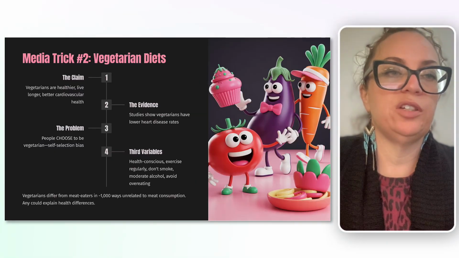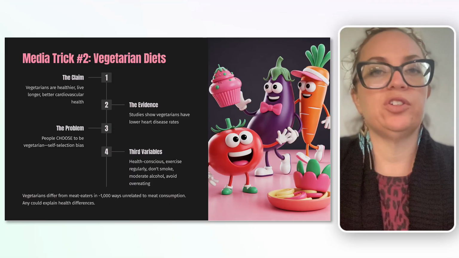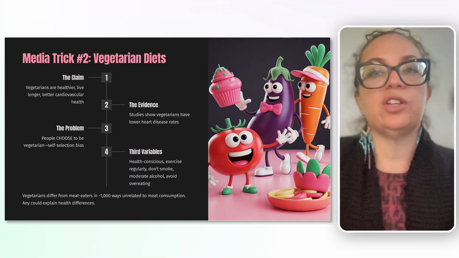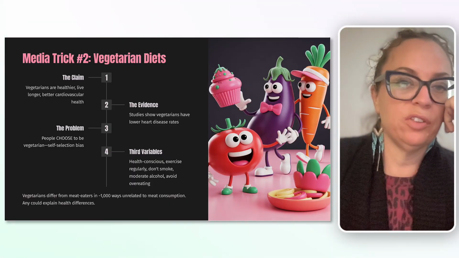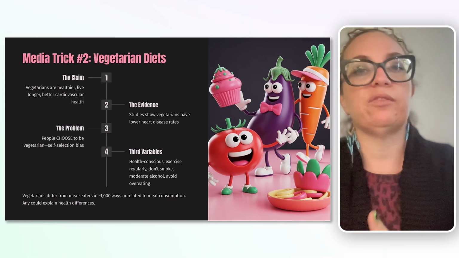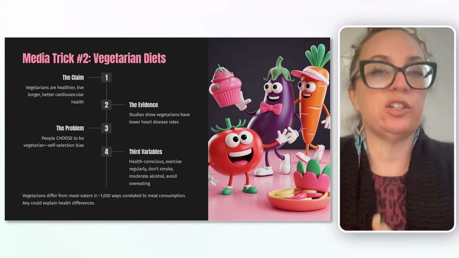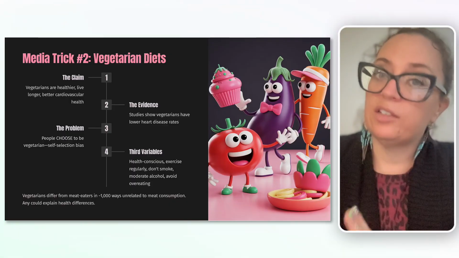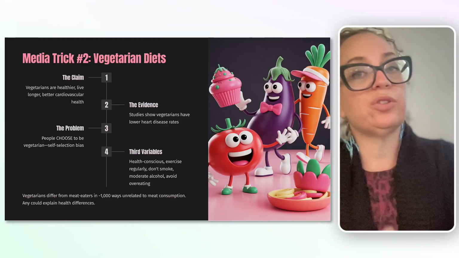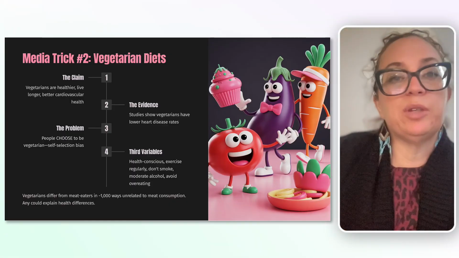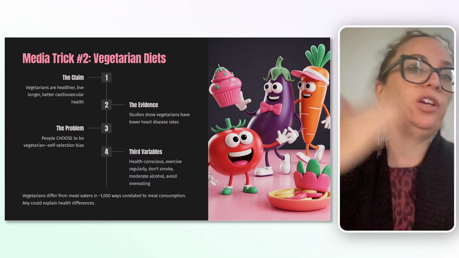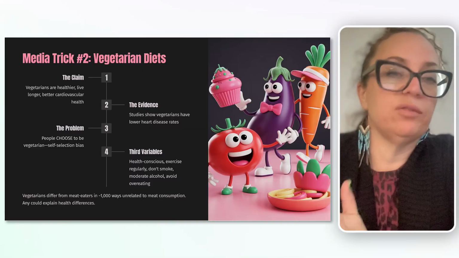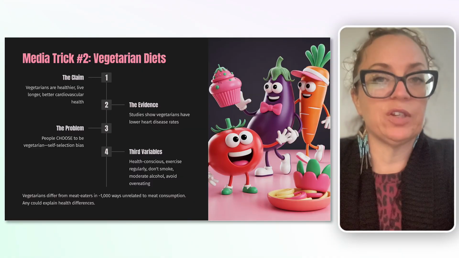Example number 2 is vegetarian diet. So here's another one you've probably seen. Vegetarians are healthier, they live longer, they have better cardiovascular health. The evidence is studies showing that vegetarians have these lower rates, that they do live longer, which sounds convincing, right? Must be the lack of meat. But wait, how do people become vegetarians? Do researchers randomly assign people at birth? You're going to be vegetarian and you're going to eat meat. Obviously not, right? So people choose to become vegetarians.